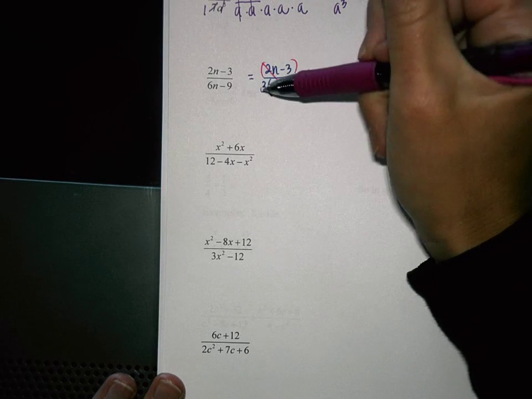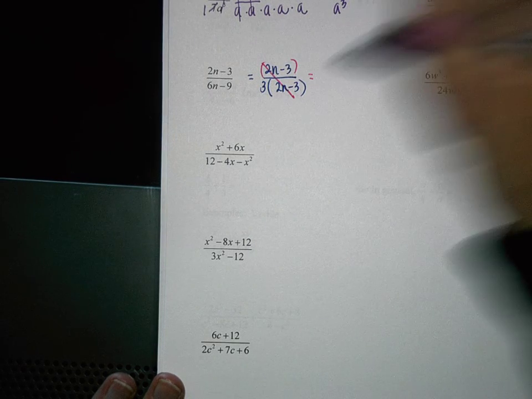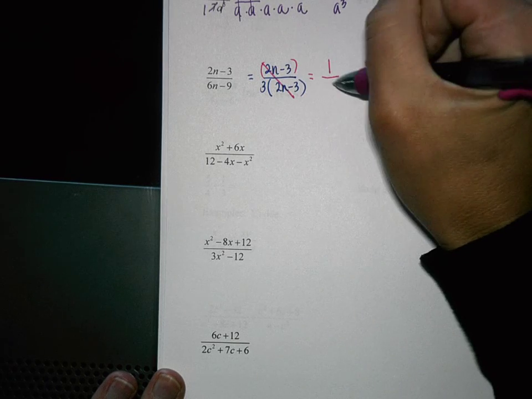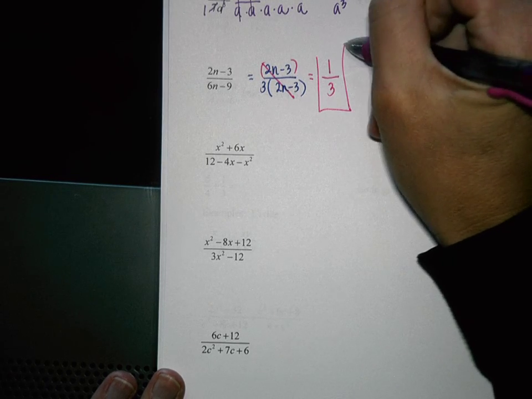Now, if there isn't anything left on the top, what is actually there? Good, a 1. And so this is going to be 1 over 3. And that's my answer.